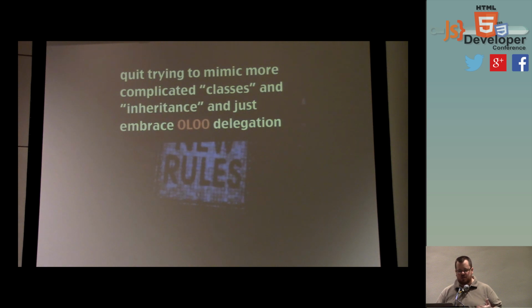So quit trying to mimic these more complicated classes and the inheritance and just embrace the way JavaScript works, which is OLU delegation. When the new class keyword comes out in ES6, your temptation is to get really excited about that and say, I can finally write classes. It's not a new mechanism. It's still going to behave exactly the way I just explained. It's just a different syntax sugar on top of the same mechanism with all the same complexities and confusions.